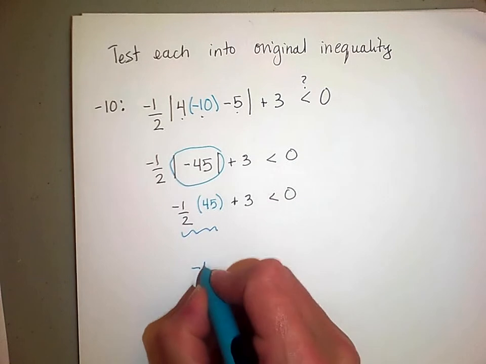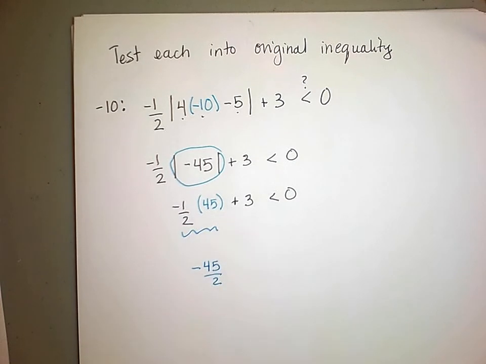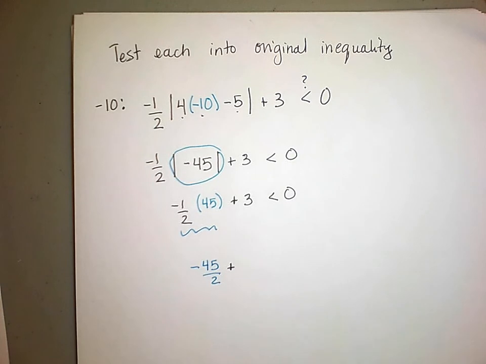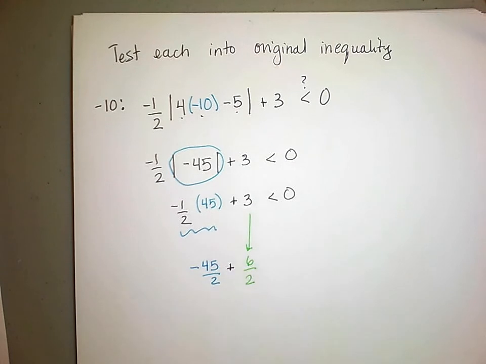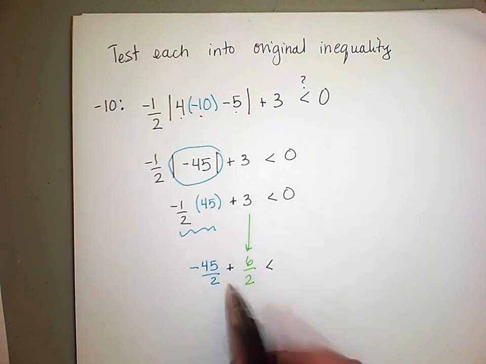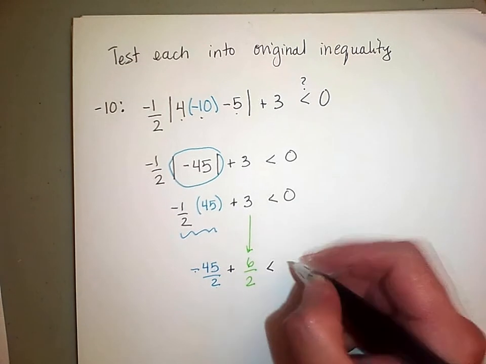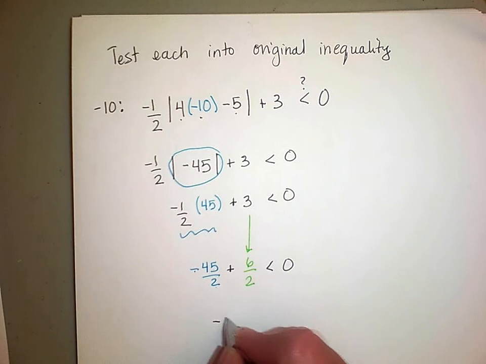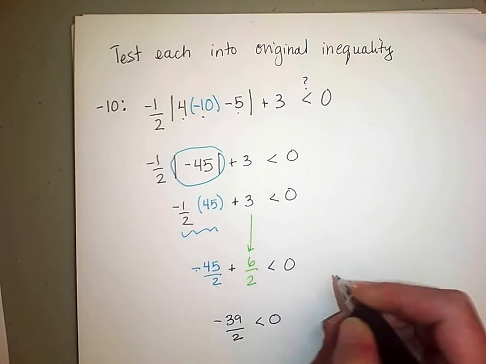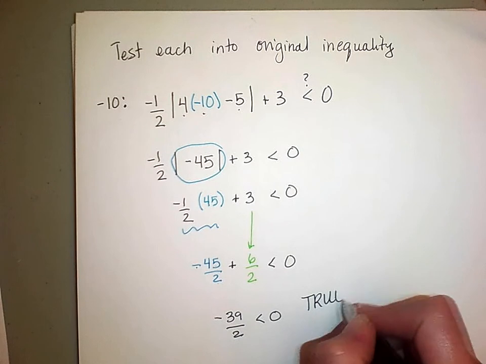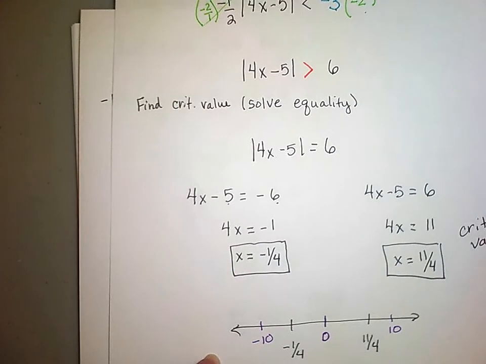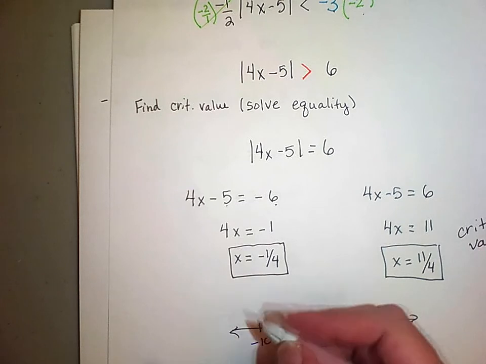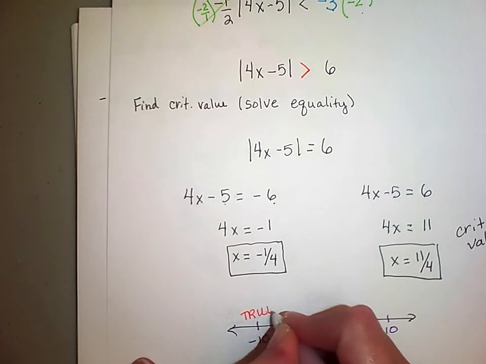Okay. This is negative 45 halves plus, well, 3 with a common denominator is 6 halves. Oh, I'm sorry, it is. Negative 45 halves plus 6 halves is negative 39 halves. And that is less than 0. Okay, so it is true on this interval. Sorry about that. So what does that mean for us? That means on this interval, it is true. And so I like to just draw that in. It's true here.